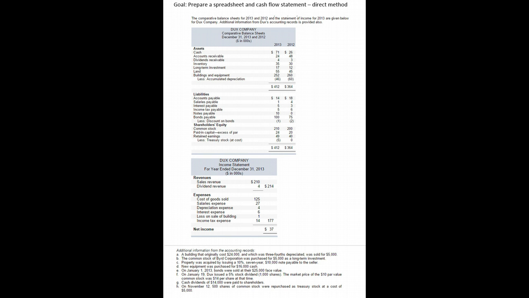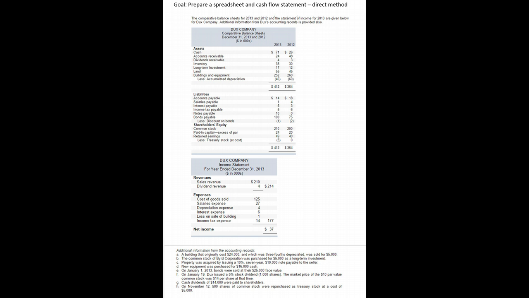Welcome to my discussion on how to prepare a spreadsheet and a cash flow statement using the direct method. In previous videos concerning cash flow, we've learned that you can isolate cash by looking at the change in other accounts, and if you find the change in all other accounts, you will find the change in cash. We also learned that you can prepare journal entries to determine the change in cash.